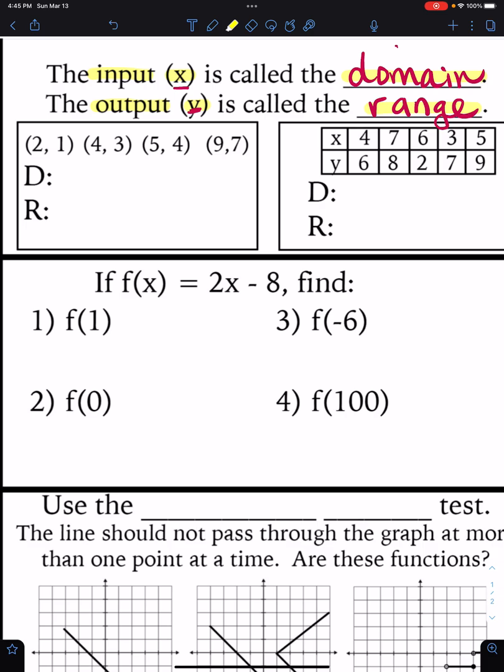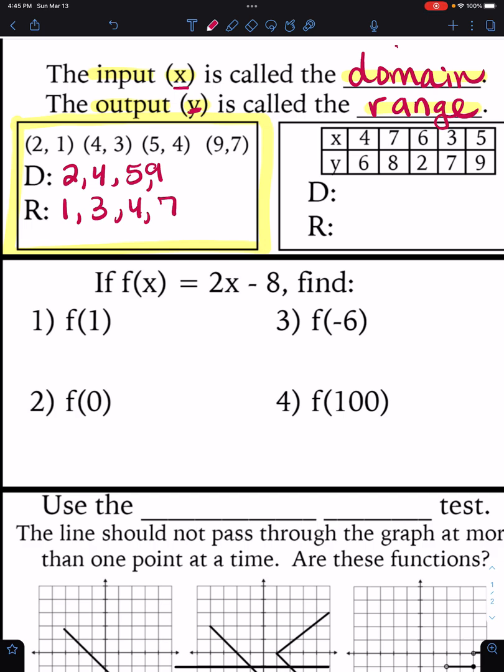All right, so in this box right here, it's asking us to name the domain and range. So we said that the domain is all of the x values. So 2, 4, 5, and 9. That's the domain, the x values. The y values are the range, and in this case, for these ordered pairs, it'd be 1, 3, 4, and 7.